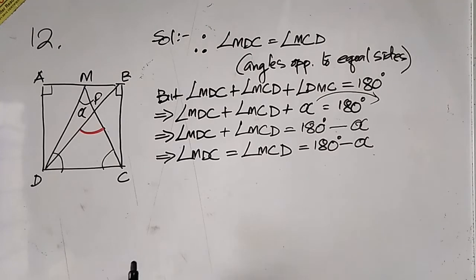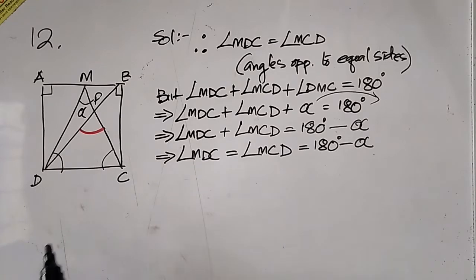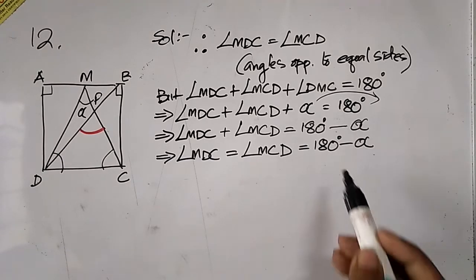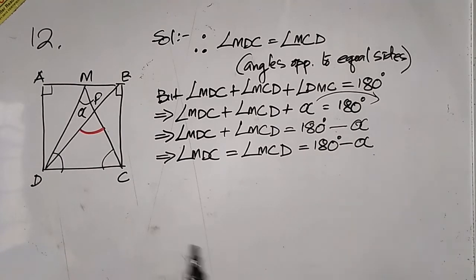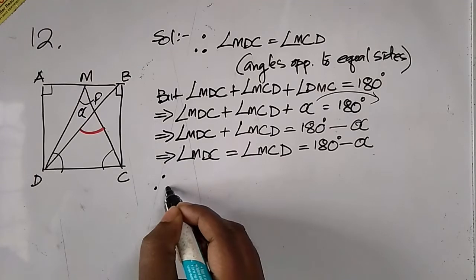Alright, so let us start solving it. Because both the angles MDC and MCD are the same, that means two angles are same. To get one angle, we'll have to divide 180 minus alpha by 2. Okay, to get one angle. So that's the reason why we'll be writing that.